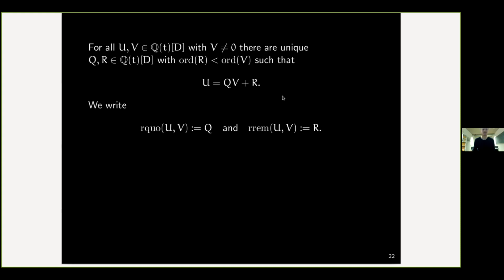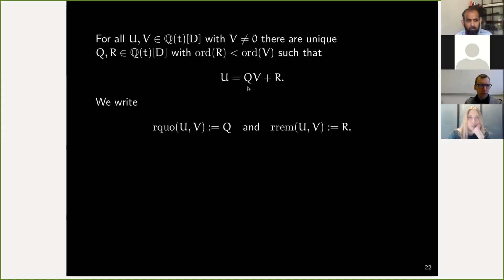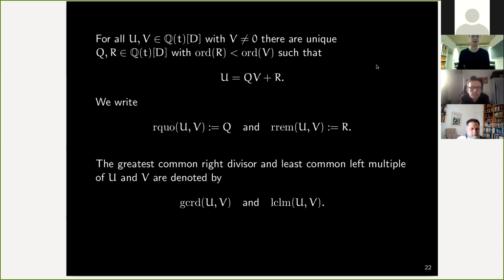We say that q is the right quotient of u and v, and r is the right remainder of u and v. And we say if r is equal to 0, that v is a right divisor of u, and that u is a left multiple of v. Of course, there's also a notion of greatest common right divisor and least common left multiple. We denote them by GCRD and LCLM of u and v.